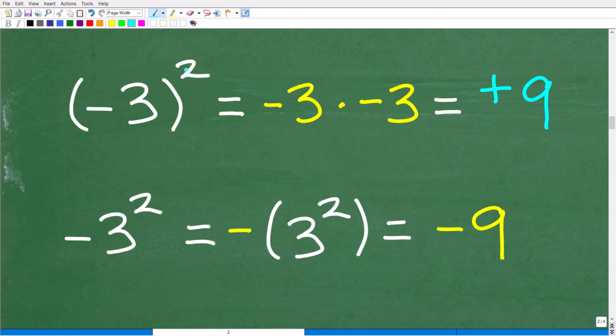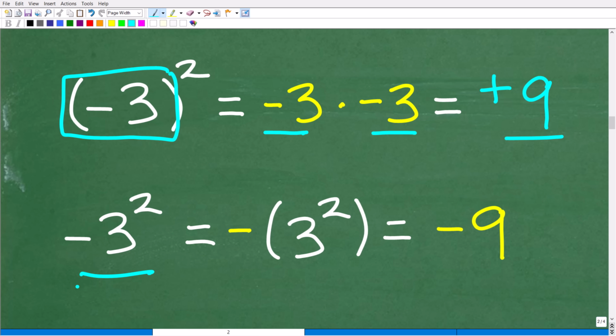Okay, so (-3) squared, this is not our situation, but let's just take a look at what this means. -3 enclosed in parentheses squared means take -3 and multiply by itself 2 times, right? So a negative times a negative is a positive, so our answer is going to be +9.